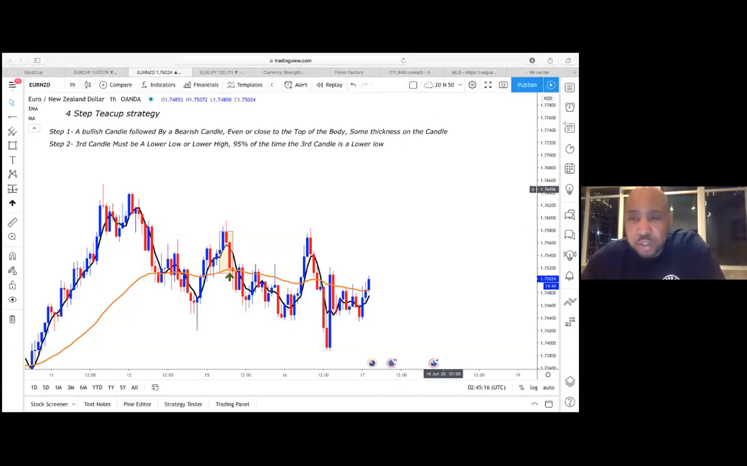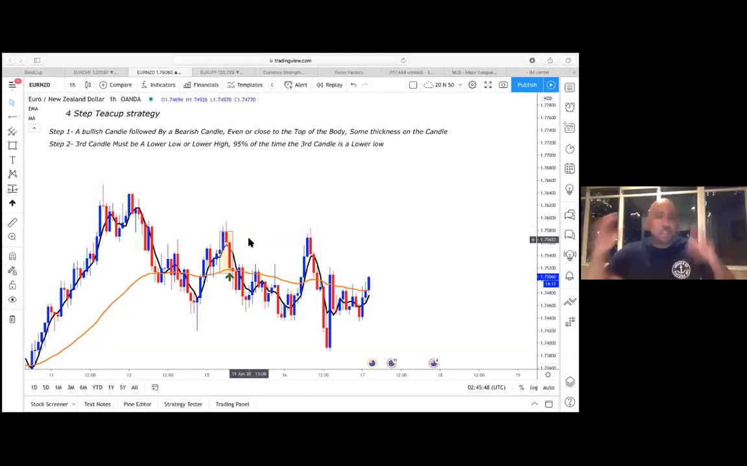So now, once you establish the first 2 steps, I want you guys to understand, once you get the first 2 steps, everything else is just common sense. The whole strategy is in the first 2 steps because why? The strategy is in the 3 candle sequence. Bullish, bearish, first 2 candles, third candle, lower low, lower high. If it looks like this, 1, 2, 3, 70, 80%. 1, 2, 3, boom, that's a perfect teacup.